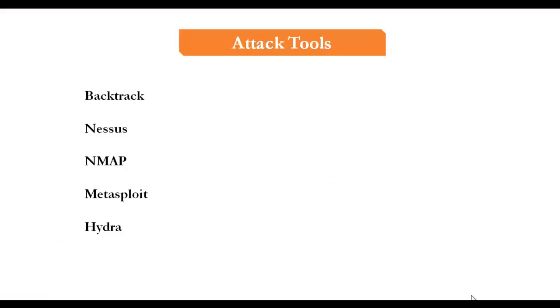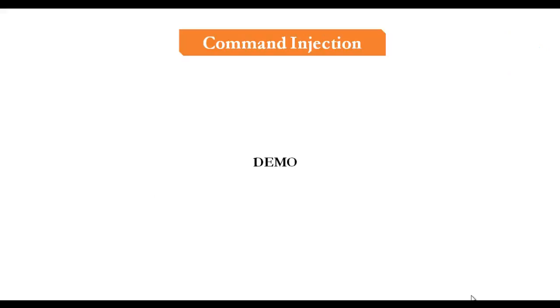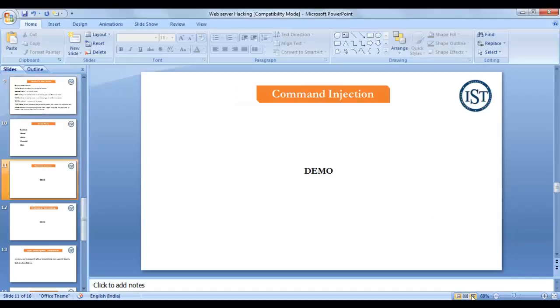And these are the attack tools that an attacker can use to attack a web server. Backtrack, it's very well known. Nessus, to find out the vulnerabilities, vendor specific vulnerabilities, and a couple of other vulnerabilities on the remote server. Nmap, to scan it. And Metasploit for exploitation. Hydra for password cracking, and many other tools are there. We can use any of these tools. And now let us look at how command injection can take privilege to attack a web server.